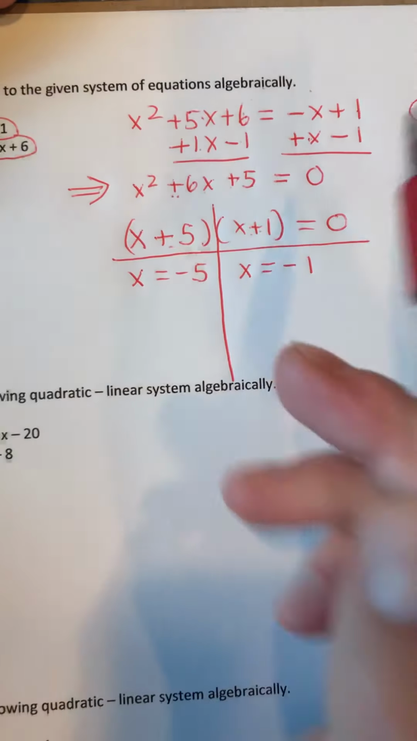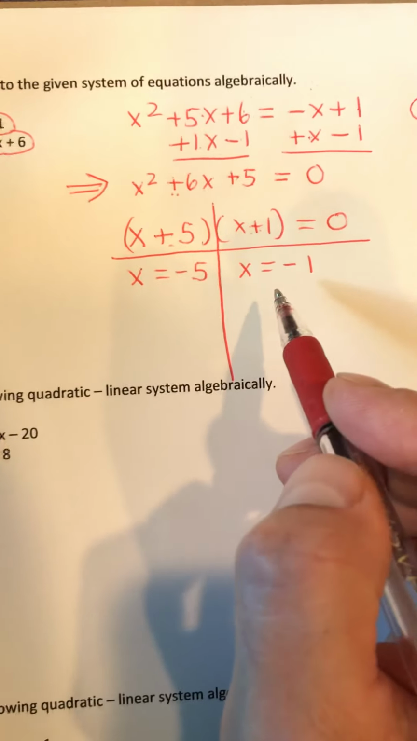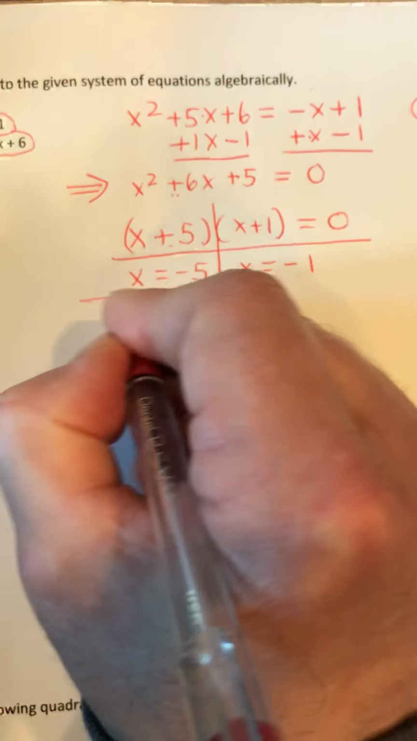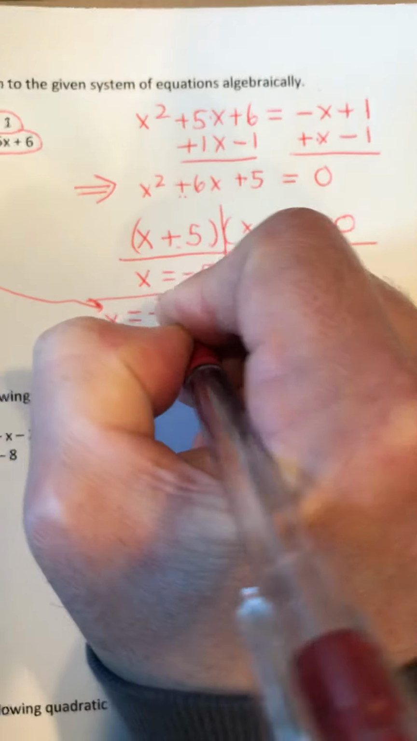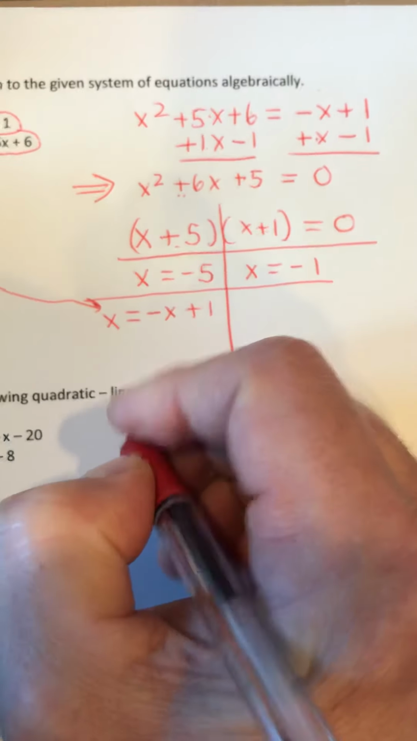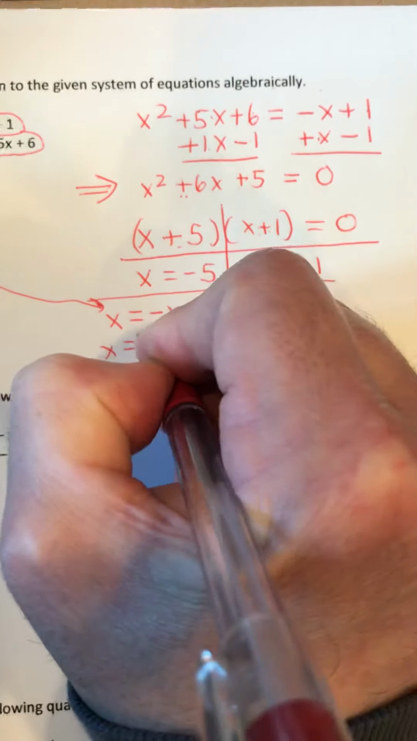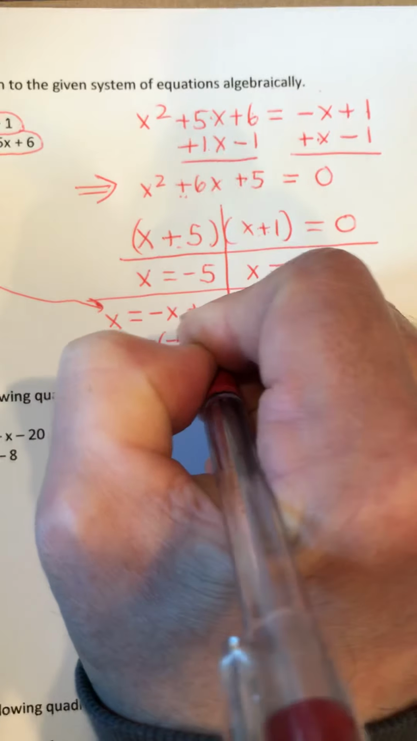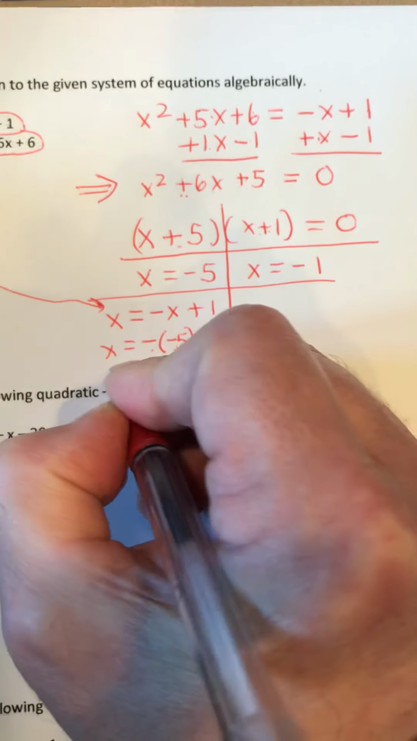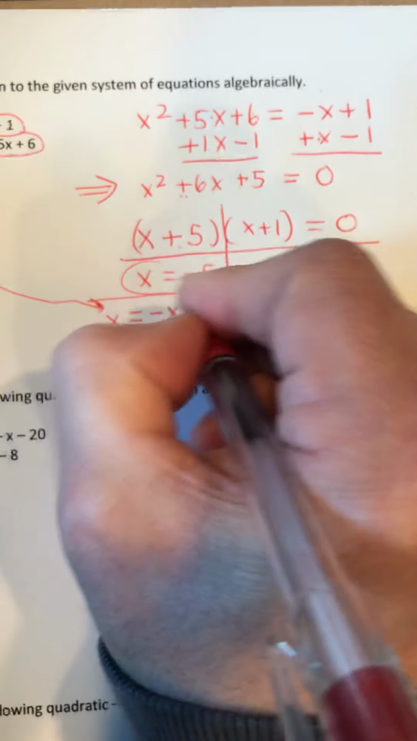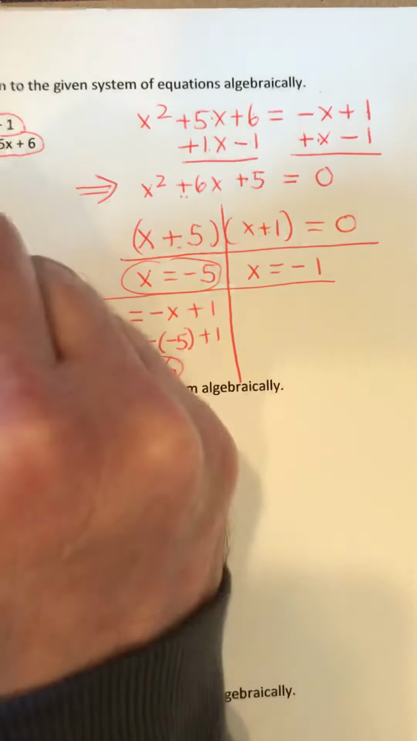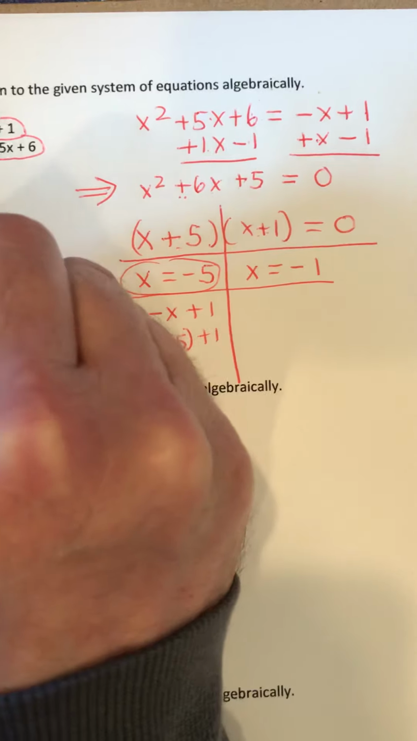All right, we're almost there. We have the x values. Now we got to get the y values. So now I'm going to plug it in. I'm going to use the first equation because that's going to be easier. y equals negative x plus 1. So y is going to equal negative negative 5 plus 1, which is positive 5 plus 1, which is going to be 6. So that's my first solution. Negative 5, 6. I'm going to write it over here.